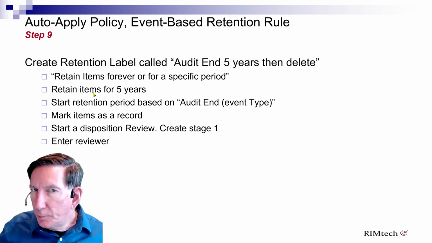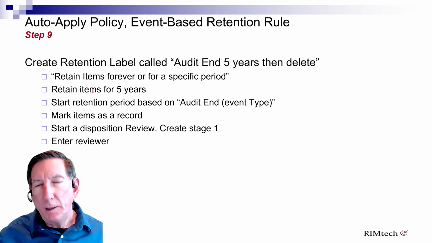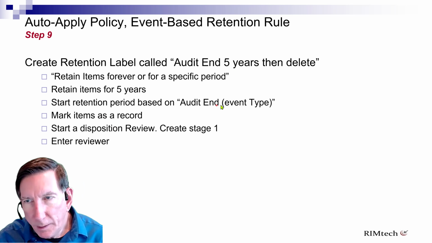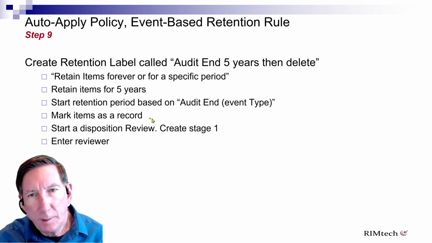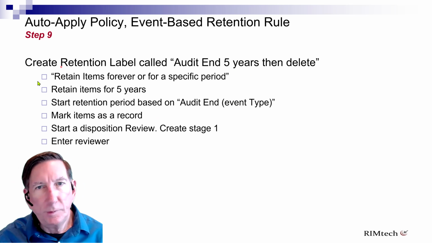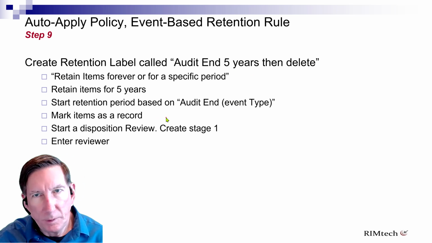Now, again, I'm assuming you know how to create retention labels. This one is going to say 5 years triggered by an end date called audit end. It's going to mark items as a record, start a disposition review. Okay. So this is a wizard you fill out on the screen. We do that.